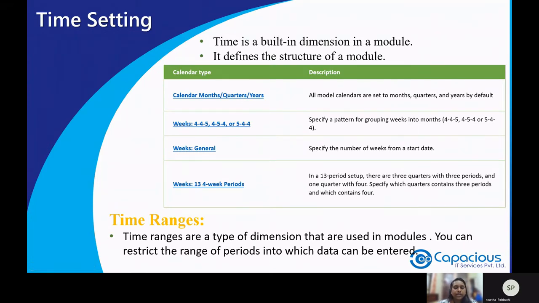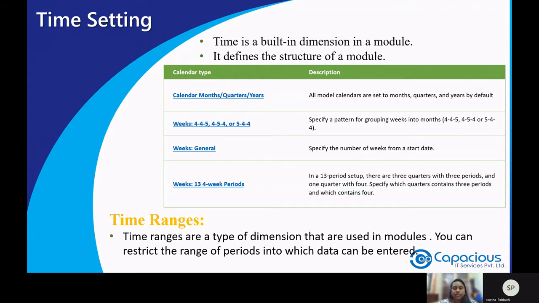Next is time range. Time range is a time setting itself. By taking a time range, we can give a dimension in the modules, like taking a fiscal year as 20. In that fiscal year, we can set up a calendar and give FY19 as a dimension to the module. By placing a particular fiscal year, we can mention it in the module.